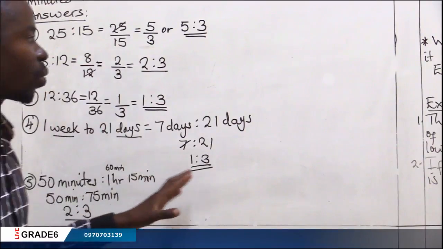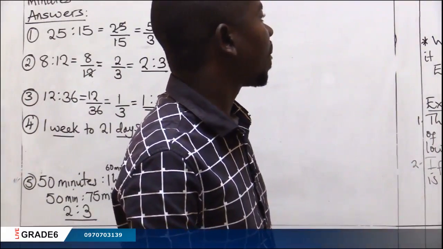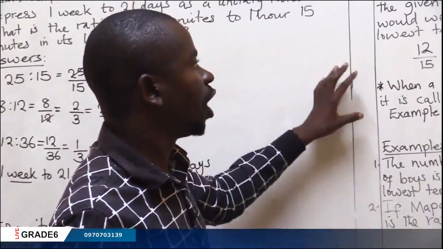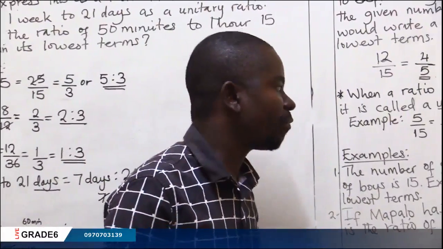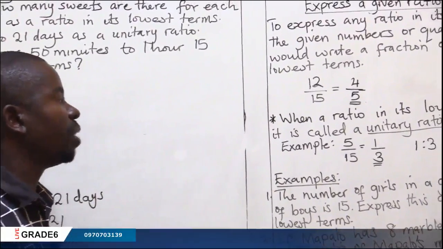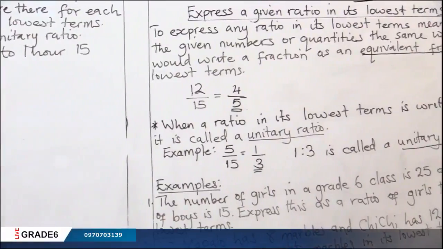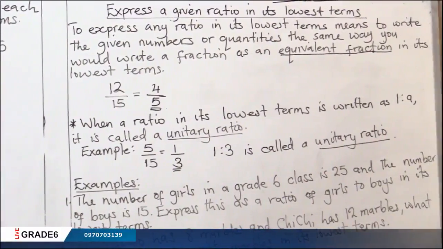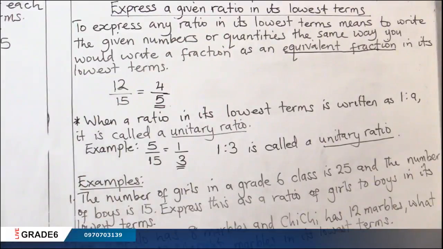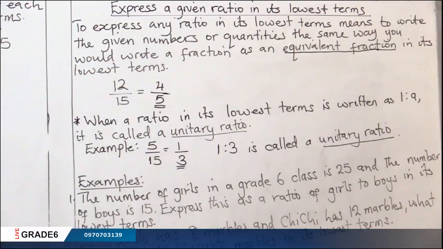That's what we had for today. We can just go through. We are looking at how to express a given ratio in its lowest terms. But before that, in case you've missed, we looked at how we can differentiate between direct proportion and ratio, and we defined what direct proportion and ratio mean. So this is our second subtopic: how we can express a given ratio in its lowest terms.